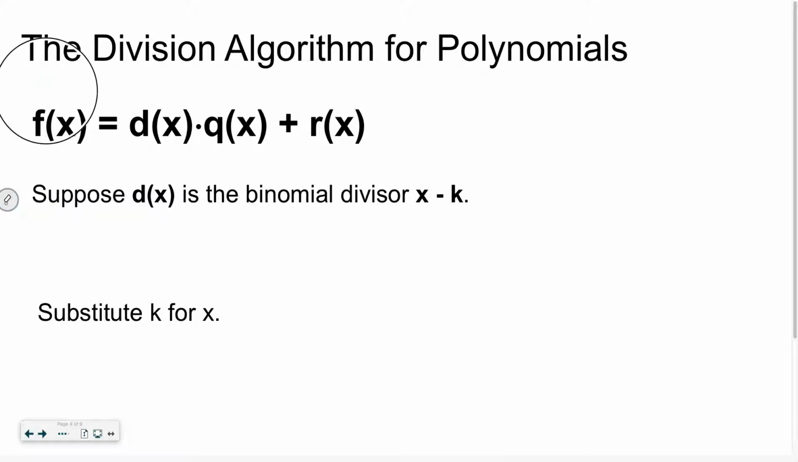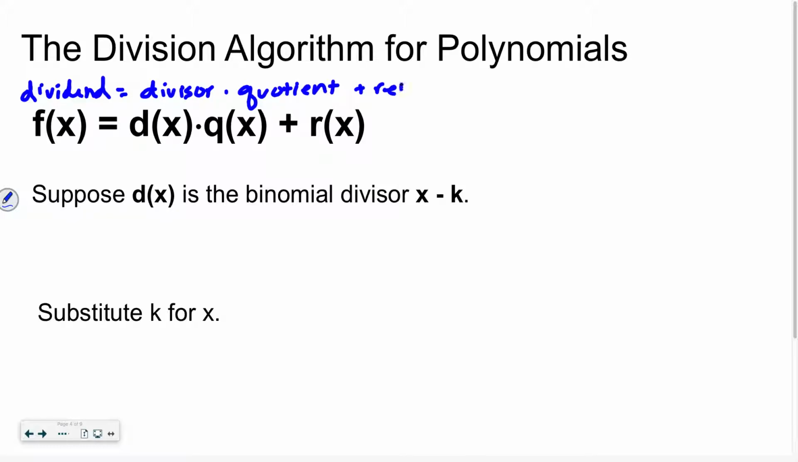Spell it right first. This says the dividend equals the divisor times the quotient plus the remainder.